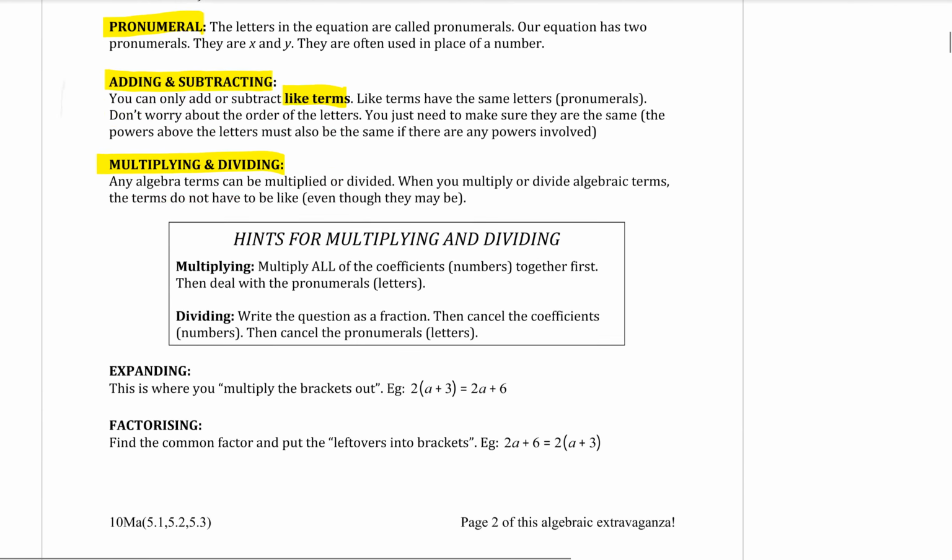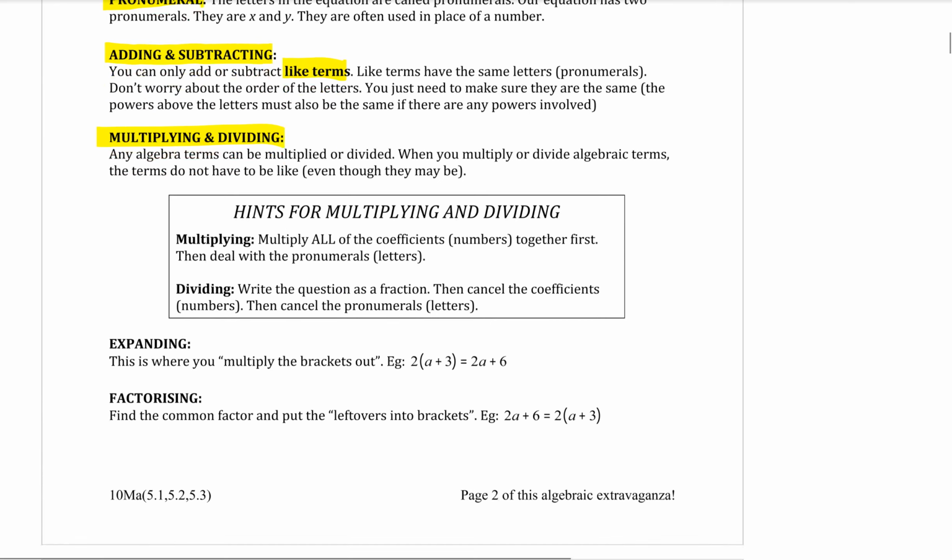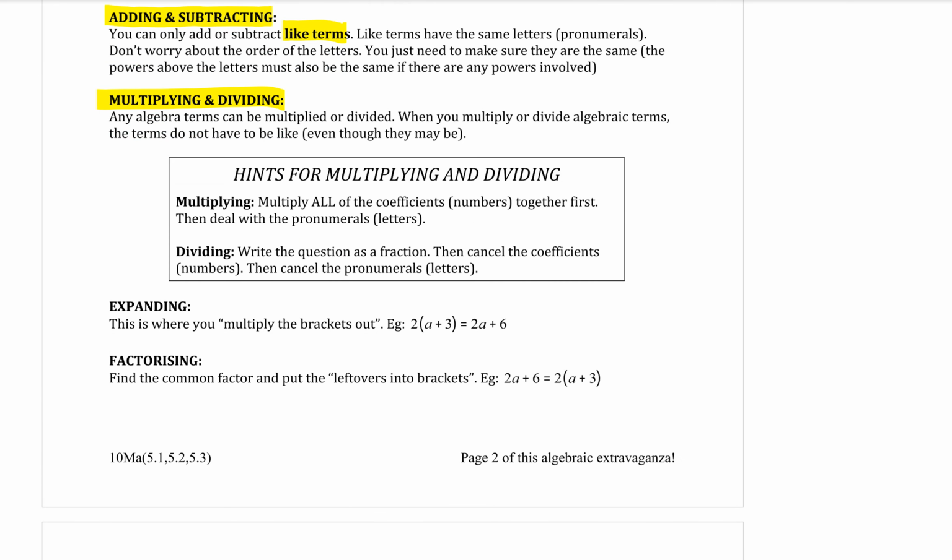So there's a box there that says hints for multiplying and dividing. Again, so multiply all the coefficients together and then deal with the pronumerals. Or dividing, write the question as a fraction, because sometimes the things don't cancel out completely. So write it as a fraction first, cancel the coefficients, and then cancel any pronumerals.